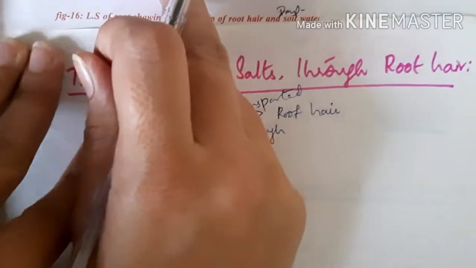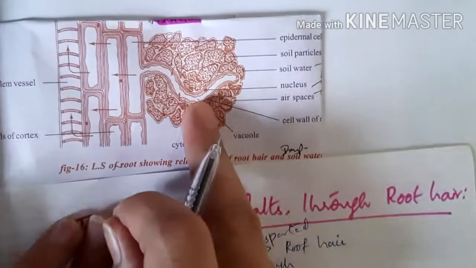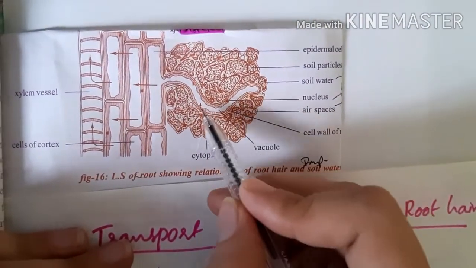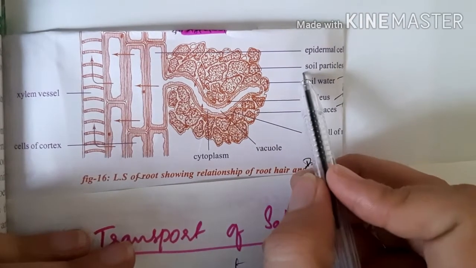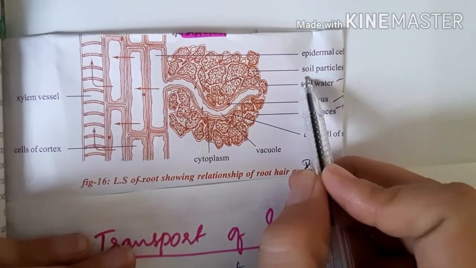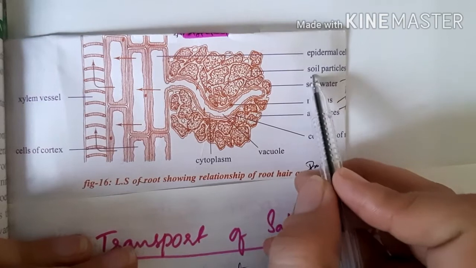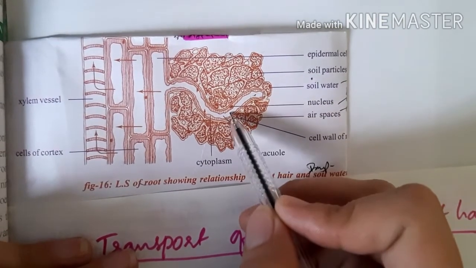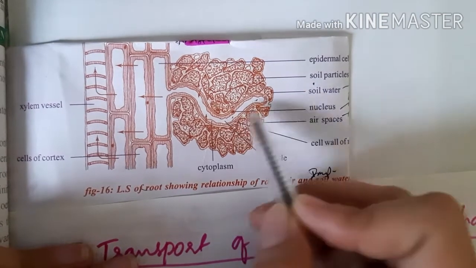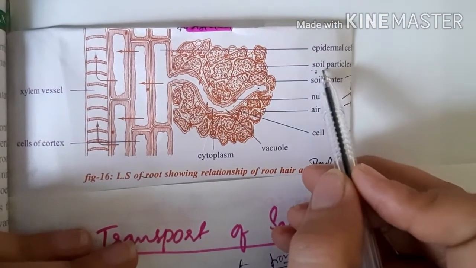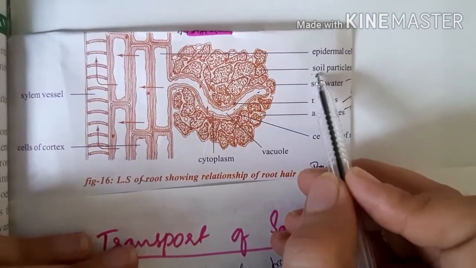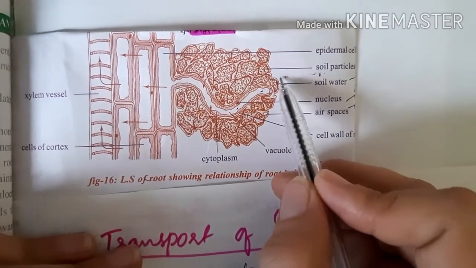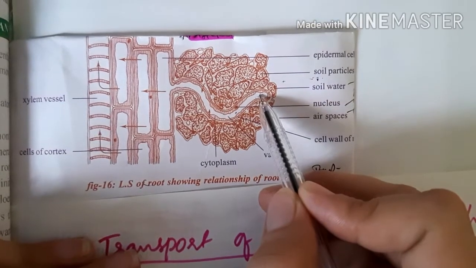If we see the diagram, this is a root hair, and this is the vacuole of the root hair. This is the cytoplasm. Soil water is more dilute, meaning it contains a larger amount of water compared to the salt-rich water present inside the vacuole of the root hair. As soil water is more dilute, it will move from outside and enter the vacuole of the root hair.